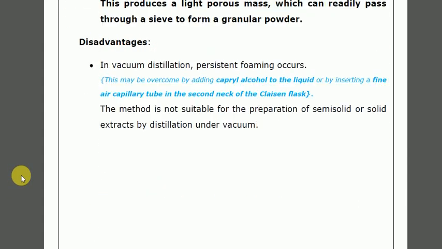Disadvantage: vacuum distillation forms persistent foaming. To prevent that, capryl alcohol is added to the liquid, or inserting a fine air capillary tube in the second neck of the cleansing flask will reduce it. So it is not suitable for preparing semi-solid or solid extract by distillation under vacuum.